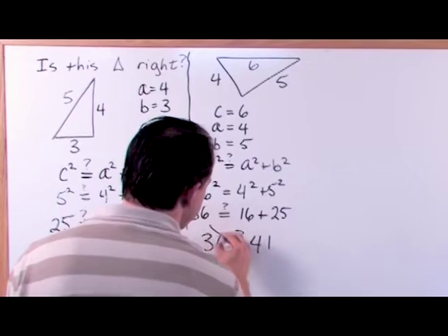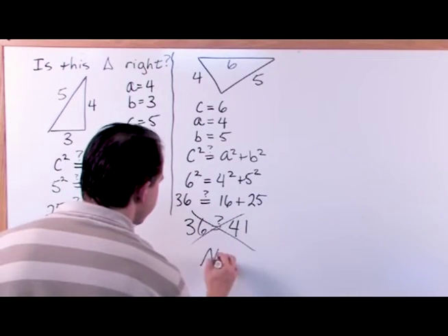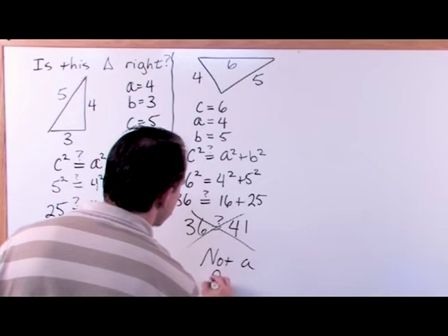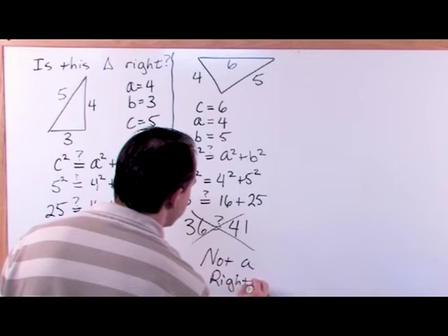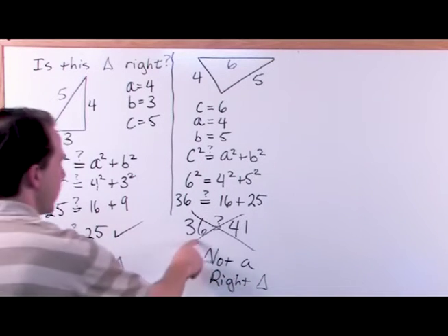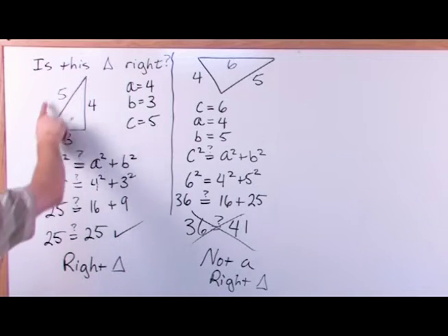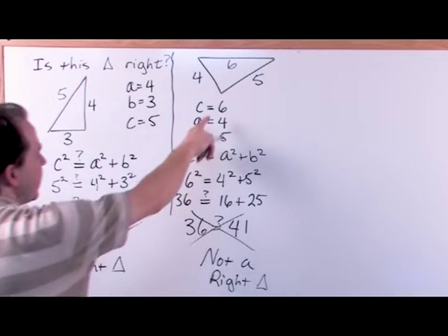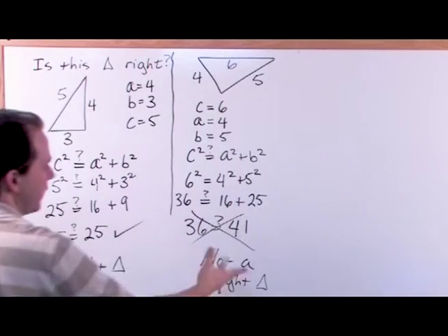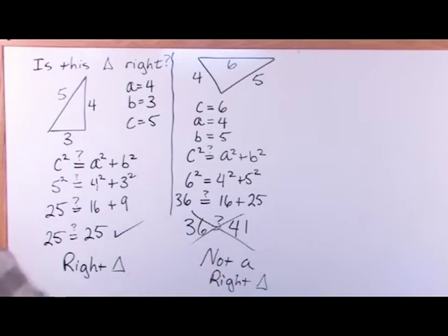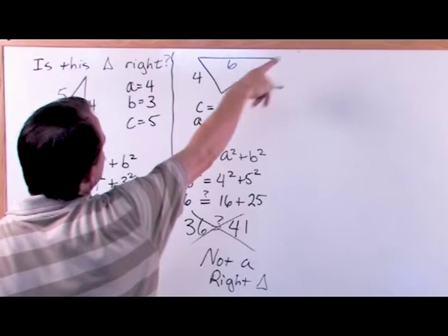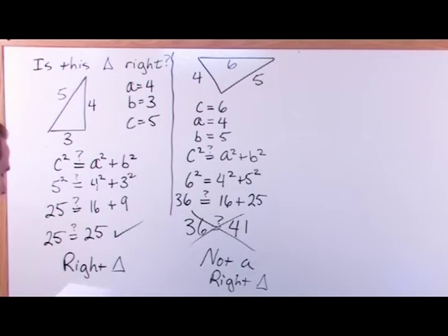So this was not equal, so this is not a right triangle, okay? Because they're not equal. In this case, they were equal, and we knew it was a right triangle. This equation satisfied these lengths, whereas this equation does not satisfy these lengths, so it can't be a right triangle, okay? It does not fall into the bucket of a right triangle.